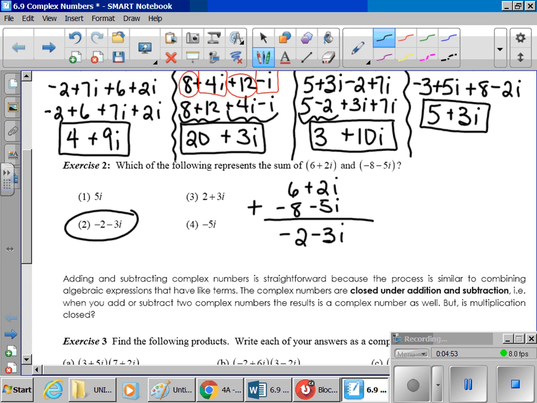Adding and subtracting complex numbers is straightforward because the process is similar to combining algebraic expressions that have like terms, like we were talking about. The complex numbers are closed under addition and subtraction. For example, when you add or subtract two complex numbers, the result is also a complex number. All right, well, is multiplication closed?